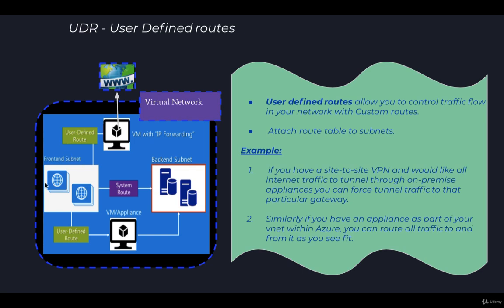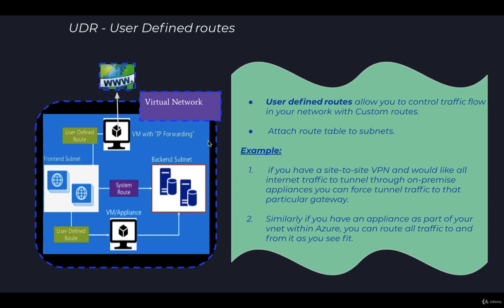If you see the diagram, this is the traffic which will flow, let's say, from the front-end subnet. The user route is defined so that the traffic will go through this particular VM, or the traffic needs to be forwarded to the internet. Similarly, there is a user defined route so that if the traffic needs to go to the back-end subnet, it will go to this particular virtual machine appliance. So we create a user-defined route that if the traffic needs to go to the back-end subnet, the next hop would be this appliance. And in case the traffic needs to go to the internet from the front-end subnet, another route is defined for forwarding the traffic to this particular VM, which has IP forwarding enabled so that the traffic can be sent to the internet.